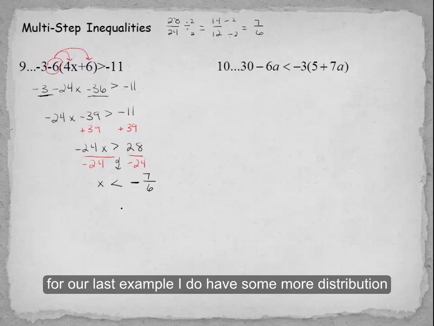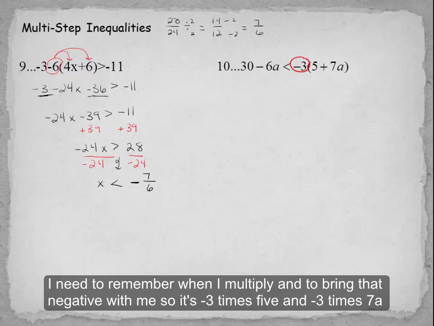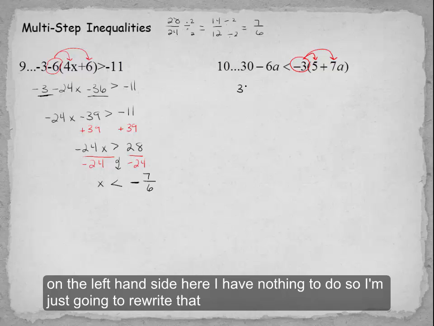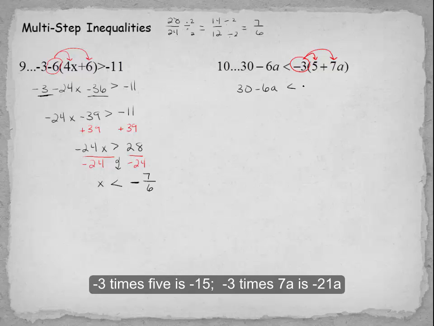For our last example, I do have some more distribution. I need to remember when I multiply in to bring that negative with me. So it's -3 times 5 and -3 times 7a. On the left-hand side here, I have nothing to do, so I'm going to just rewrite that. -3 times 5 is -15. -3 times 7a is -21a.